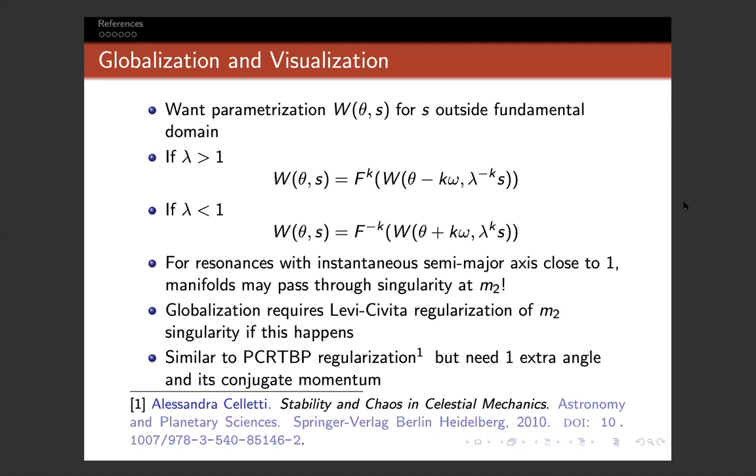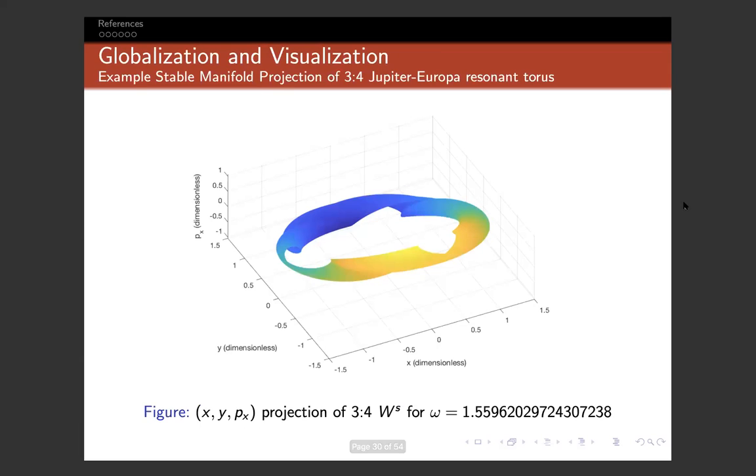Of course, we're not dealing with the planar circular problem here, so a little bit of modification is required. You just have to add an extra angle and the conjugate momentum before you derive the generating function and the transformation. So just in the interest of time, I'm not going to go over that, but I can talk about that later if you would like. So here's an example of what one of these manifolds looks like when it's globalized out somewhat.